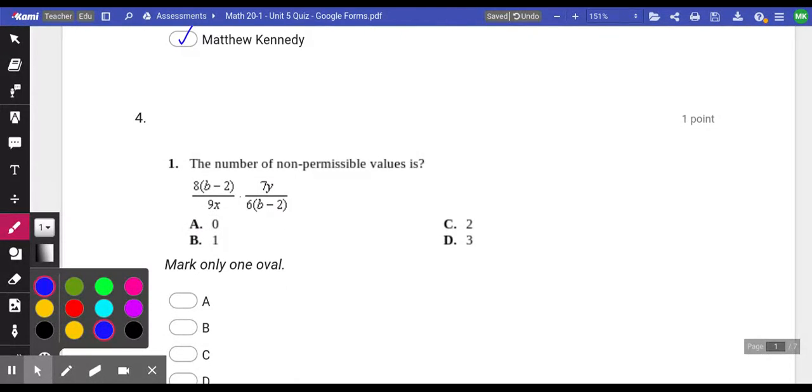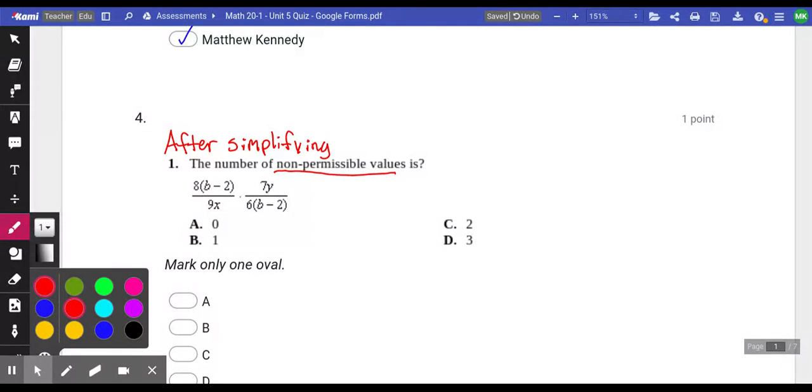Number 1, the real number 1. Okay, this question says the number of non-permissible values is... Non-permissible values are things that cause you to divide by 0. Just for the record, this question used to say, "after simplifying, the number of non-permissible values is." I want to make it very clear that the number of non-permissible values never changes. The way it is at the start of the question is the same way it is at the end of the question. I got rid of the wording "after simplifying" because I didn't want to confuse anybody and try to trick them into the wrong answer.